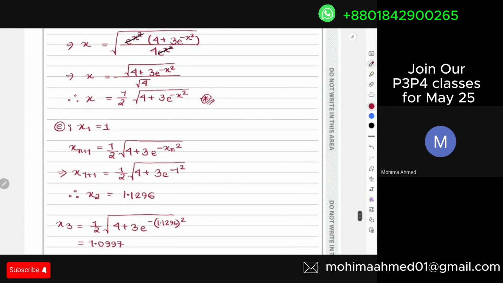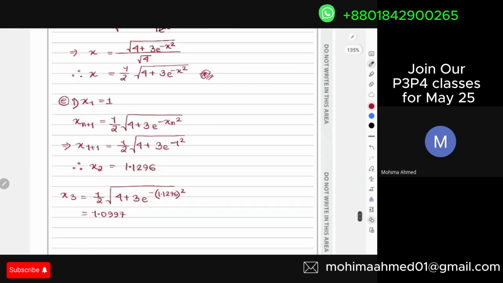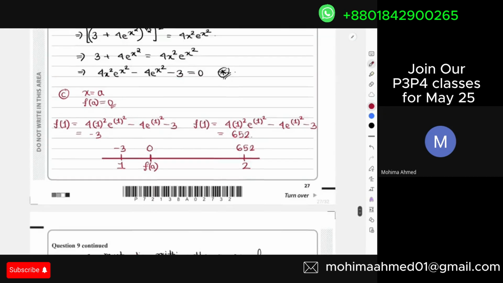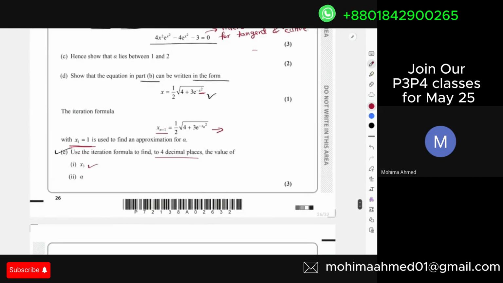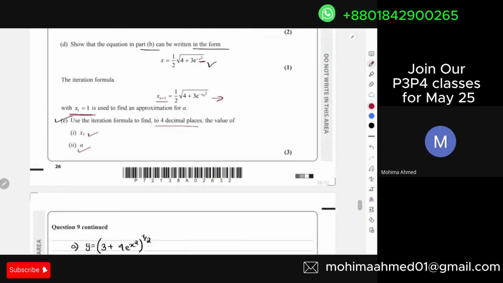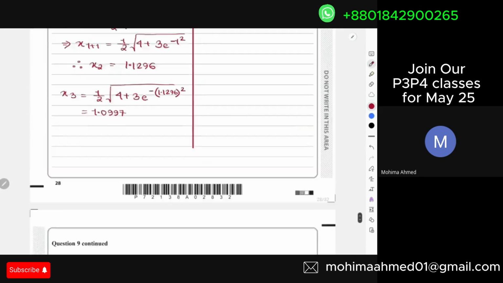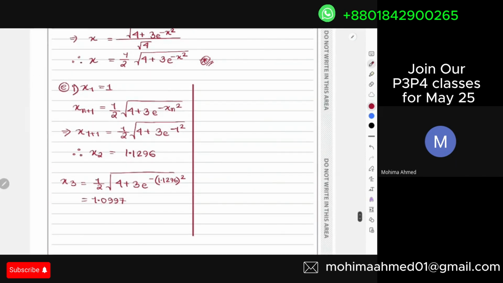Now for your part E2, what we have to do is just continue with the values for x3, x4, x5, x6 until you get a constant value for your 4 decimal places. Okay, that's just it. For part 2, the question was asking to find the value for A. How would you find the value for A from this iteration? Using the concept that we'll have to carry on with x2, x3, x4, x5 until we get the same value up to 4 decimal places.